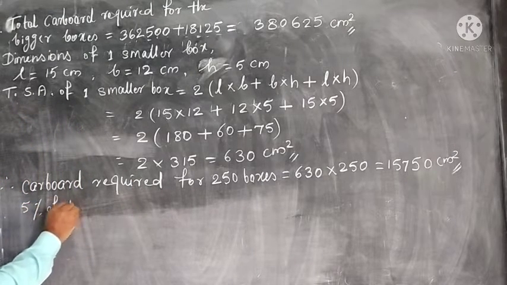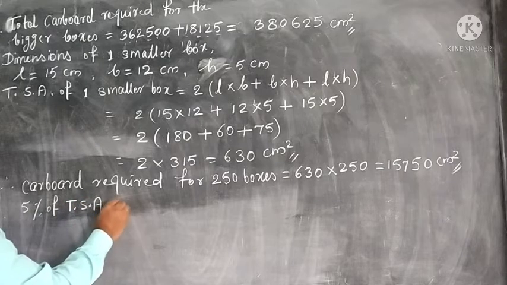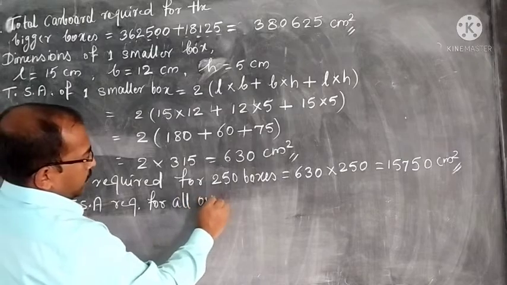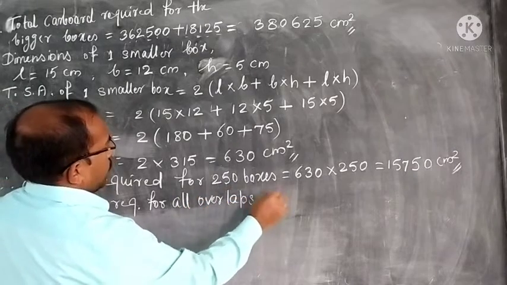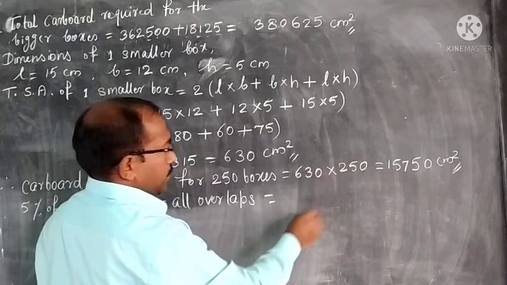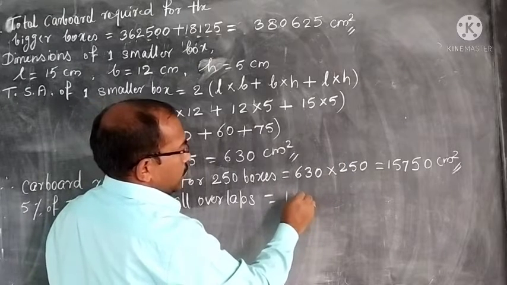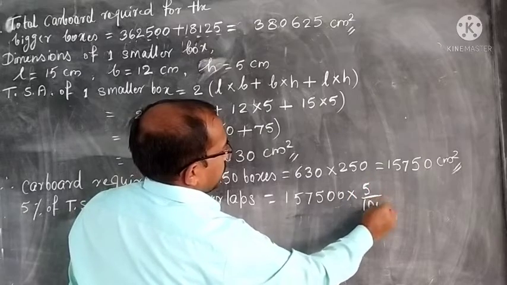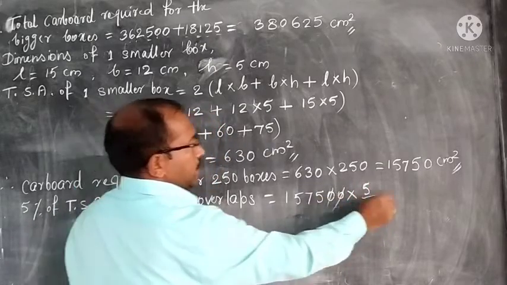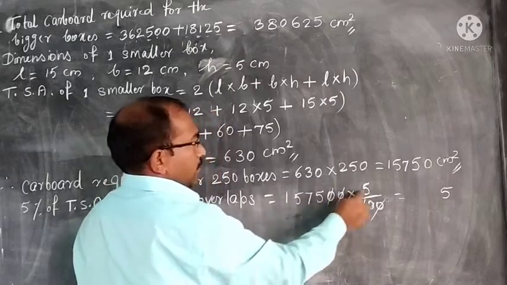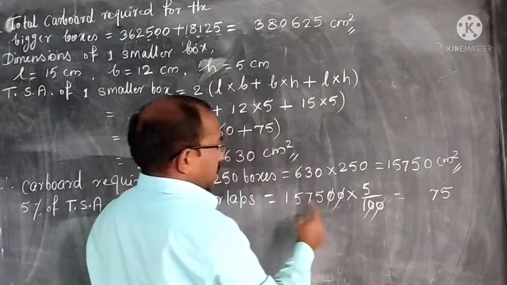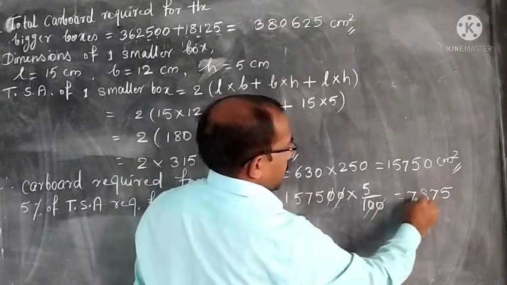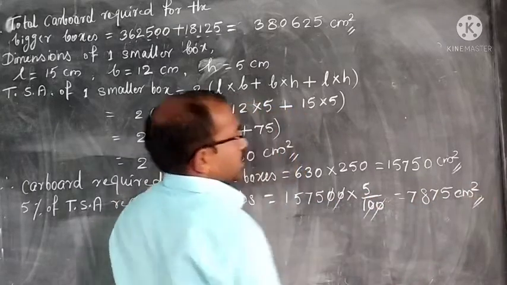5% of total surface area required for all overlaps. So 5% we have to convert: 5% of 1,57,500, that is into 5 by 100. These 2 zeros cancel. So 5 5s are 25, 7 5s are 35, and so on. We get 7,875. So this much required, we need to buy extra.